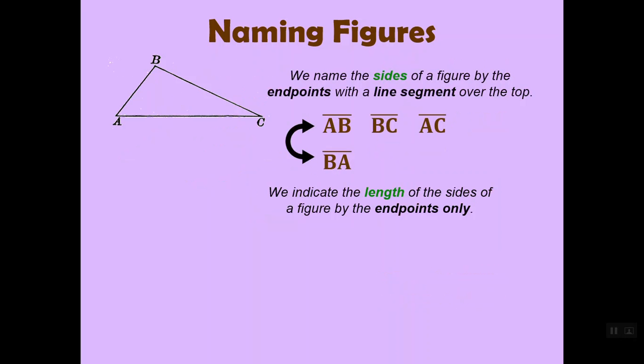Now we indicate the length of the sides of a figure by listing the endpoints only. So when we write it AB with no line over the top, we're actually referring to a value, a length of measure. So if we were going to list how long the side was, we would use the AB without the line over the top to indicate that.